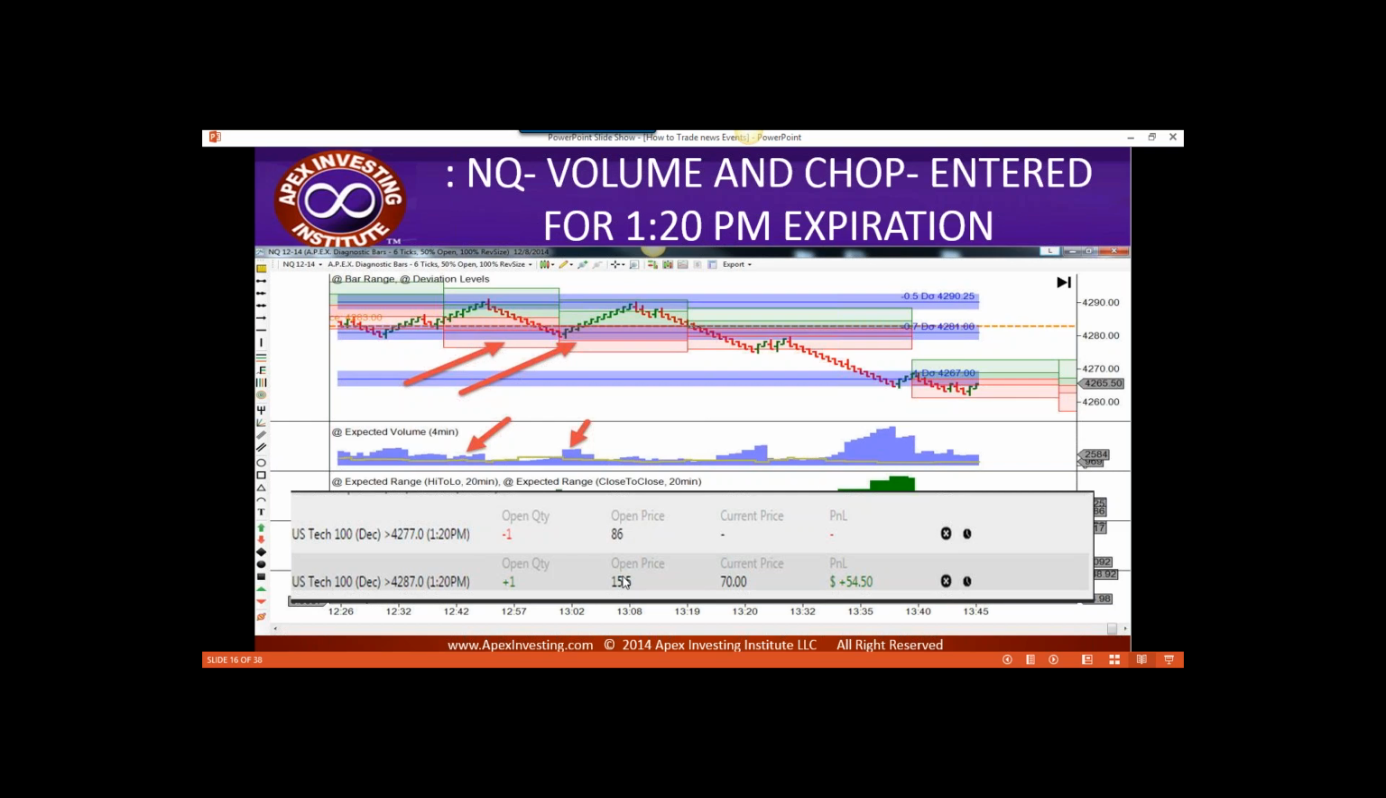So yeah, if it went down, you would get 86. That's correct, if I held it till expiration, but I'm not going to hold it to expiration. I never hold till expiration on this. I'm just looking for a one-to-one move.